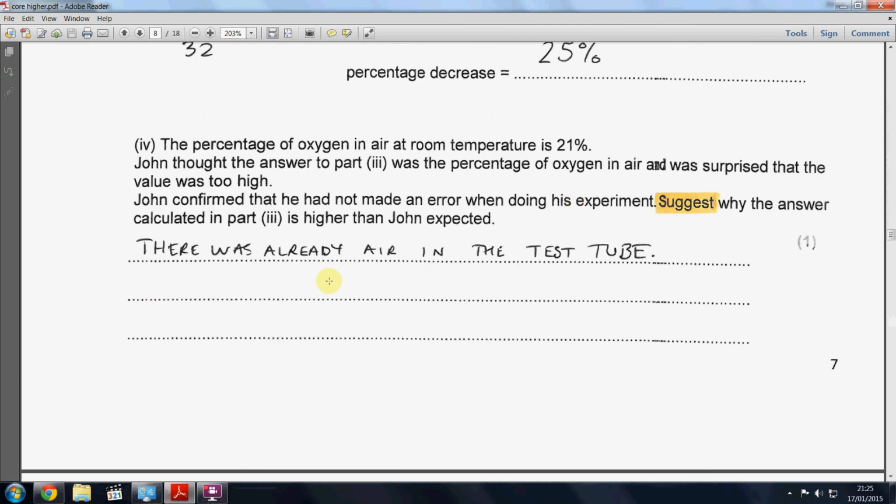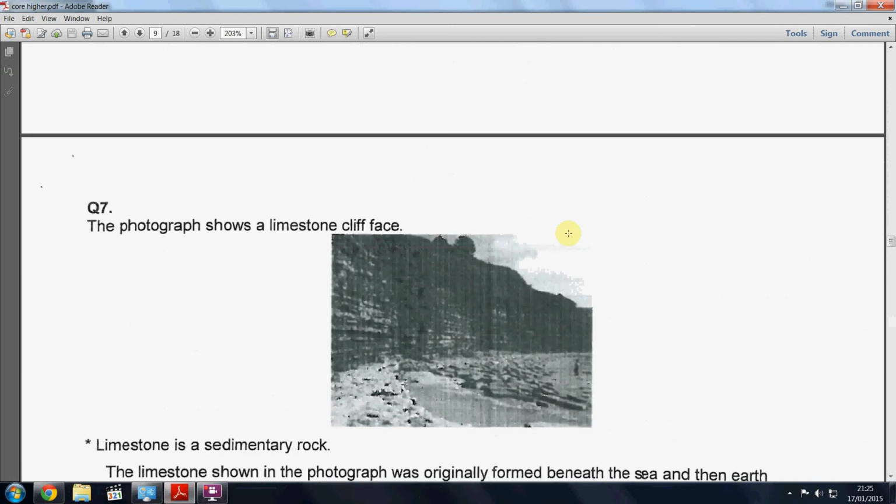It's simply to say that there was already air in the test tube. It's only 1 mark, so that makes sense. Okay, moving on to question 7.